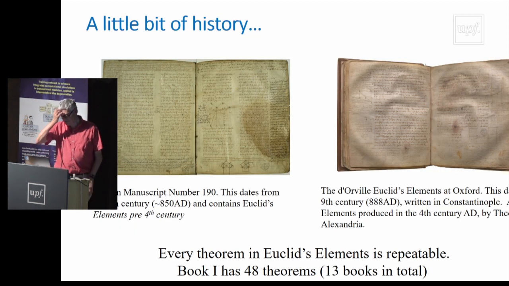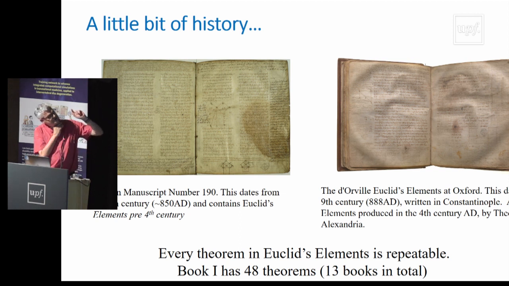Talking about reproducibility is one of my pet topics. Here are ancient Greek manuscripts, and these are two Euclid Elements. So the foundation of geometry, the entire deductive setup for 2D and 3D geometry and basic number theory. These are two manuscripts from about the 9th century. One is Vatican 190. That's a very early version of Euclid, and the other one is a d'Orville copy from 888 Constantinople, which was a later version. So this is pre-4th century. This is after 4th century.